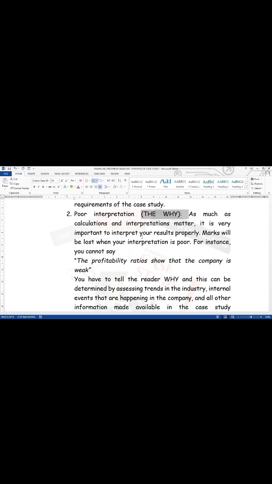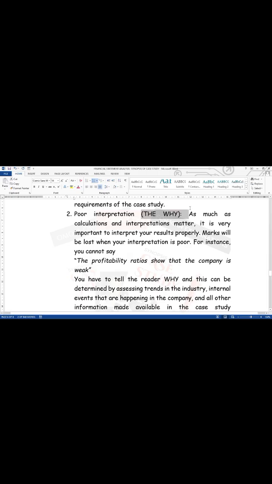Because you're not telling me what I did right. You're not telling me what I did wrong. You're not telling me why my cost is high, or why my revenue is low or high, or why my cost is low. You're not even giving me a reason. Then information is not being passed across. So you have to interpret well. You have to tell us why.